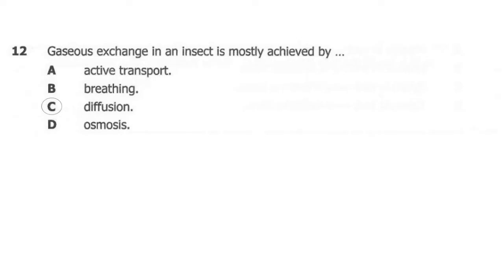The correct answer here is C, diffusion. Gaseous exchange will occur by diffusion of gases. Oxygen will diffuse into the tissues, while carbon dioxide diffuses out of the tissues due to the difference in concentration between the tracheal fluid and the tissue cells. Well done, chat. We move on to the next question.